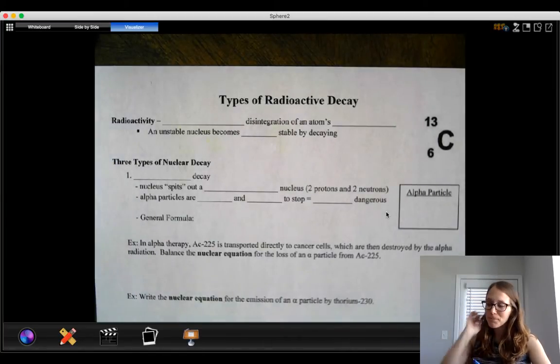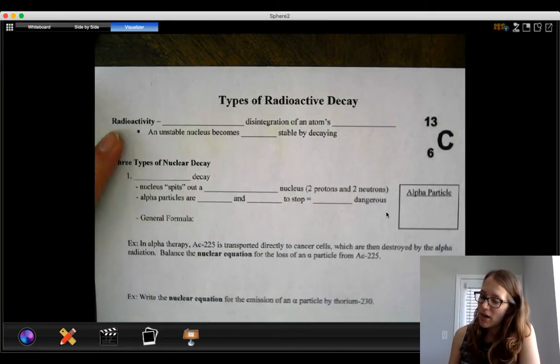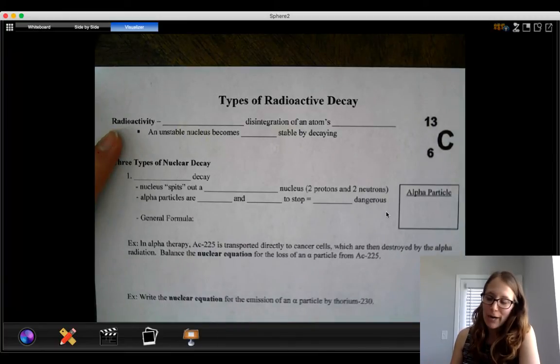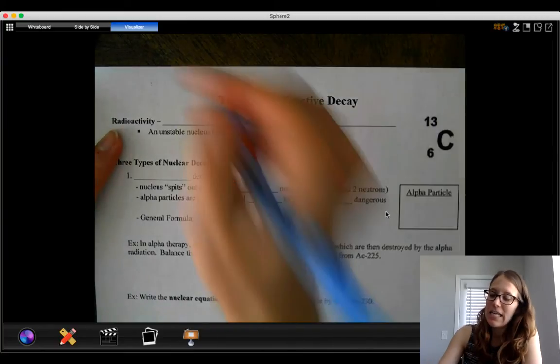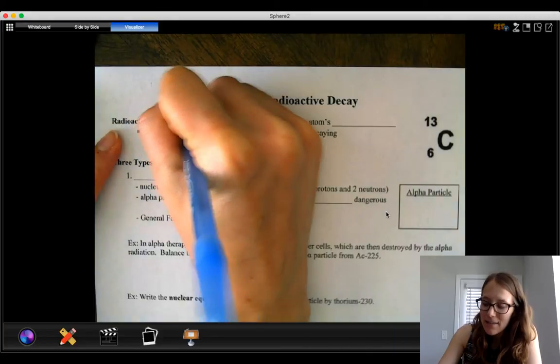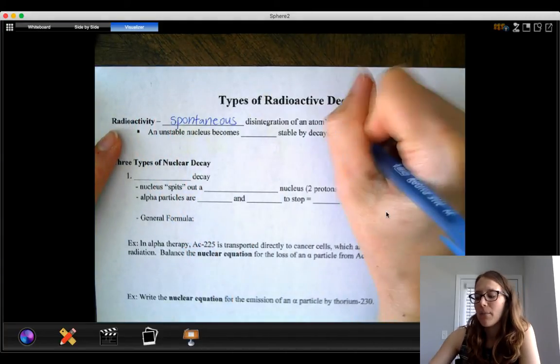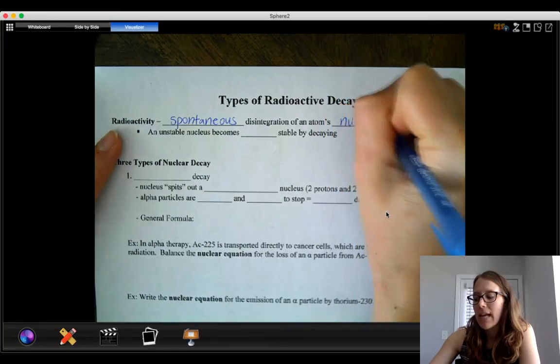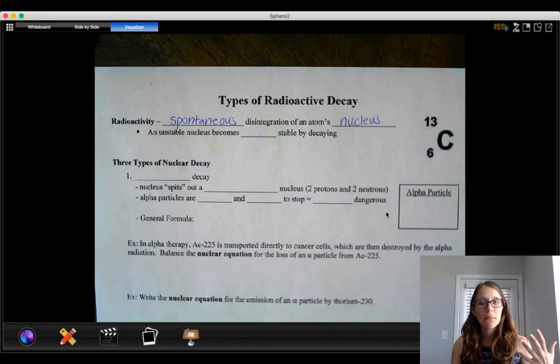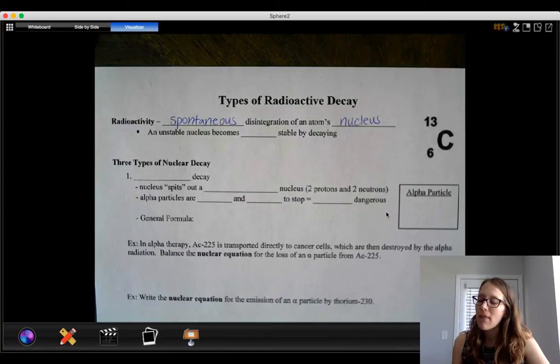So a couple of definitions and terms to take care of first. Radioactivity is the spontaneous disintegration of an atom's nucleus. Spontaneous just means it's happening randomly over time. And nuclear chemistry is all about the nucleus of the atom. The nucleus is where the protons and the neutrons are located. So if we have a radioactive atom, it's really the nucleus of the atom that's radioactive.